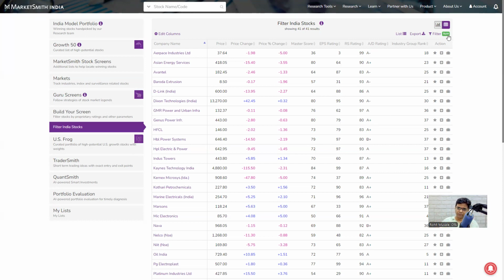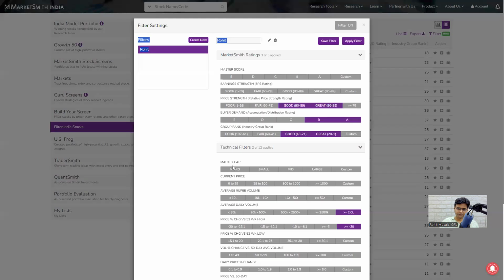So let us have a look at this filter. This is a fantastic classic filter. This will keep you away from market traps. Number one, relative price strength rating. So any price strength rating 80 or more than 80 is captured by this filter.